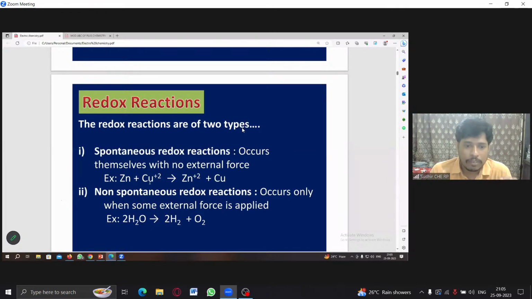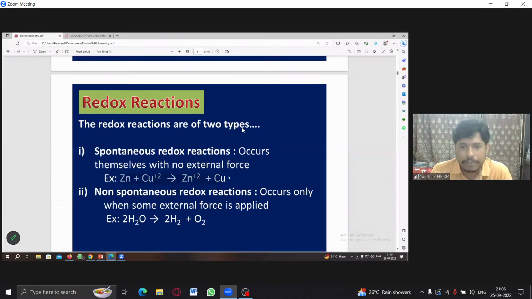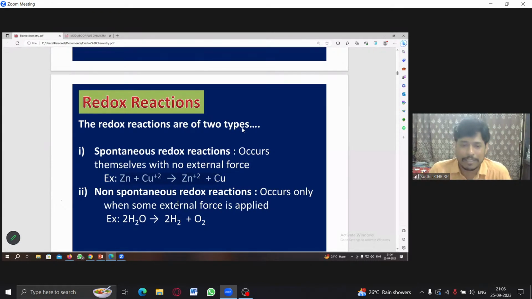So is this reaction redox or not? Can you tell me once? Is this reaction redox or not?